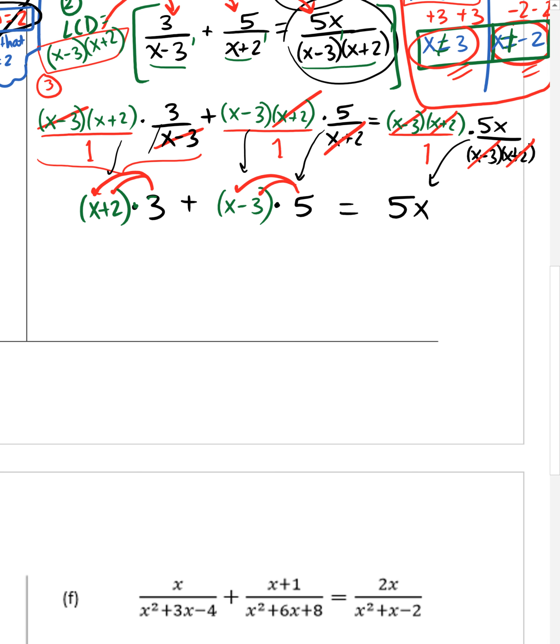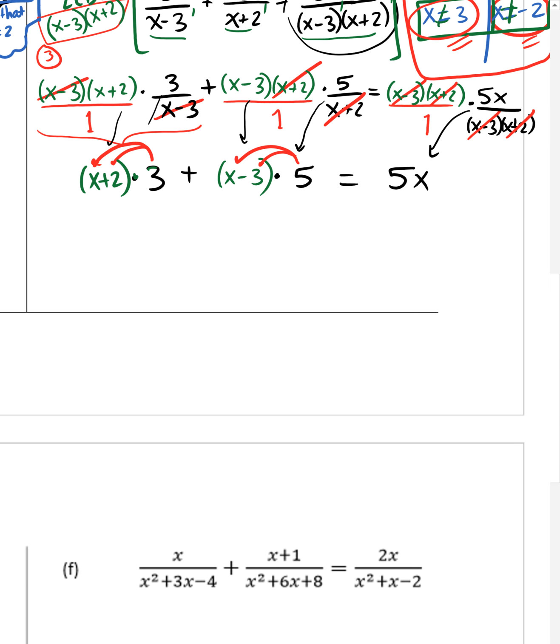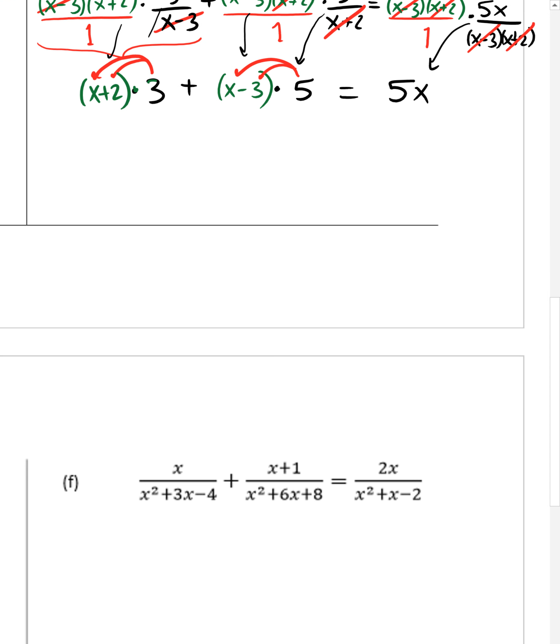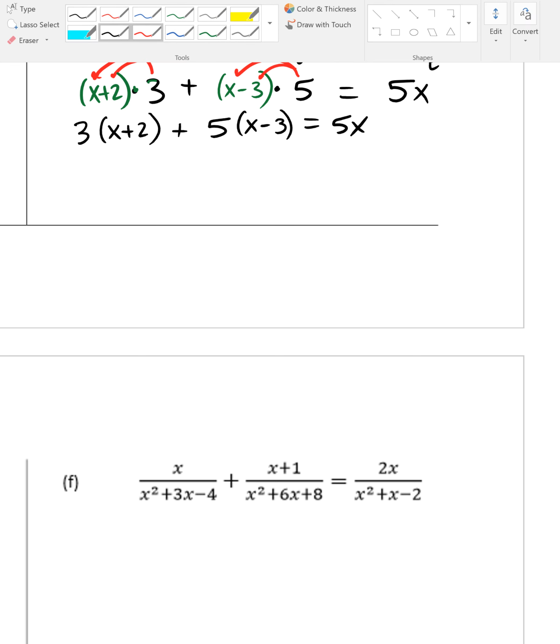Let's see, and you know what? If you think that's kind of weird, I think we're used to distributing from the left. If you want, you can rewrite it. I'm going to write the 3 on the left. Sometimes that helps. And then same thing with this guy, I'm going to write the 5 on the left. I think that just makes me feel more comfortable. I'm used to distributing from the left.